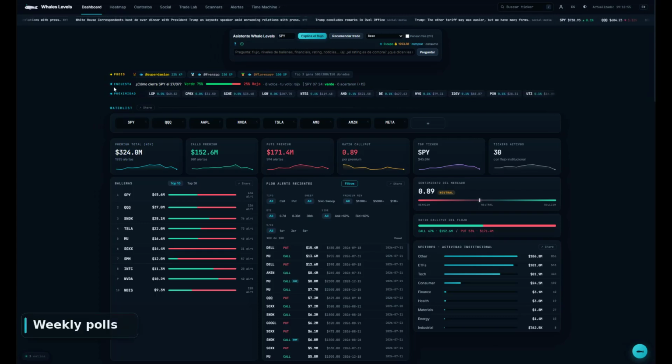Another way to earn tokens is answering polls like this one. Here is this week's poll. Every week you're asked how SPY will close. You vote green or red, and if you're right, you earn tokens. Here you see the community votes and the result of the previous poll. A fun way to take the market's pulse every week.